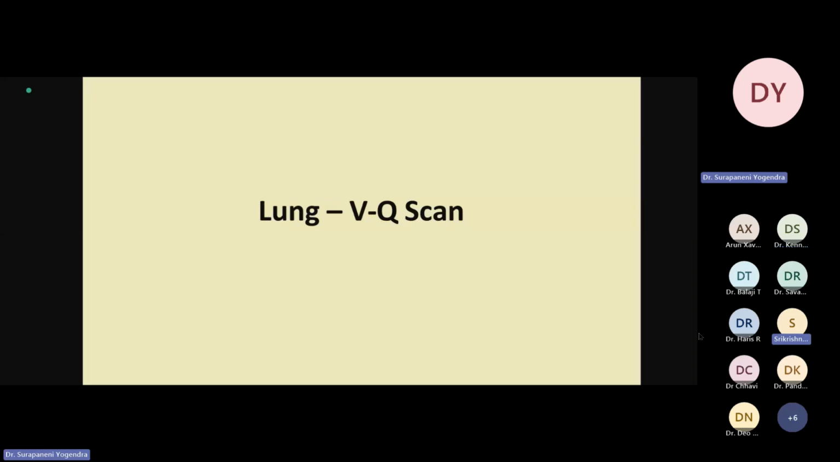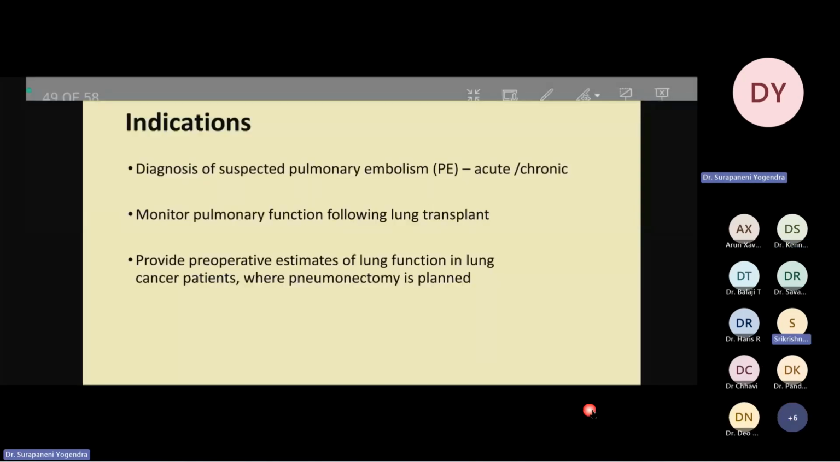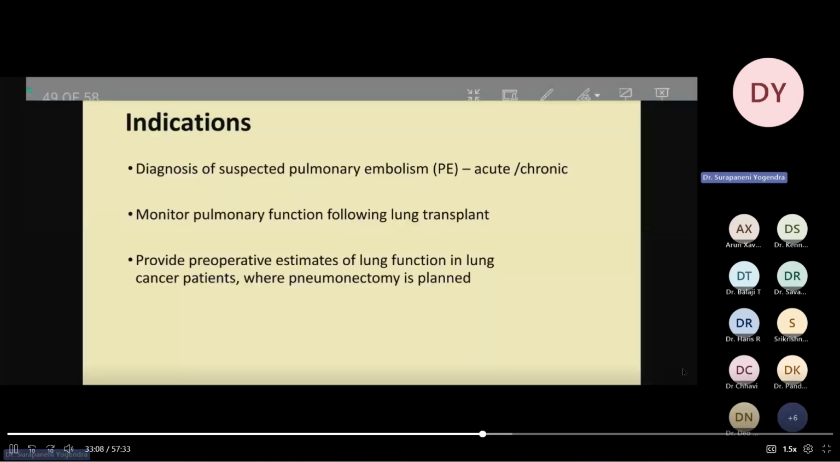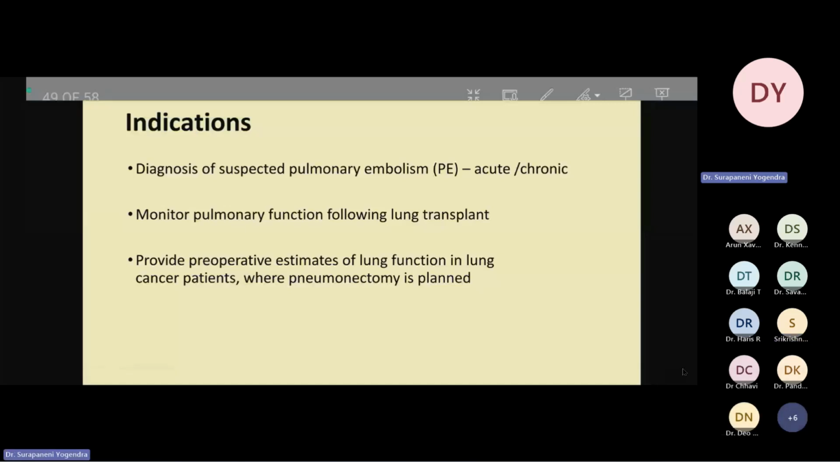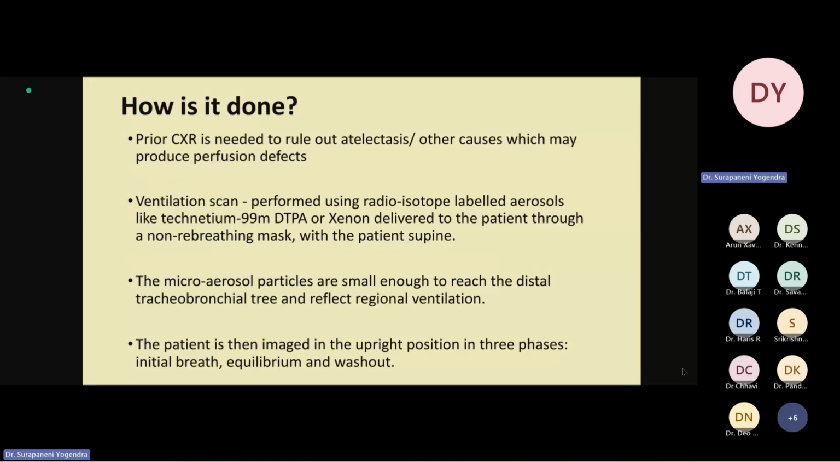Coming to the lung VQ scan. What is a VQ scan? Ventilation perfusion scintigraphic examination of the lung. Indications of VQ scan: diagnosis of suspected pulmonary embolism, monitor pulmonary function following lung transplant, and provide lung function assessment in lung cancer patients where pneumonectomy is planned. A chest X-ray is needed to rule out atelectasis or other causes.